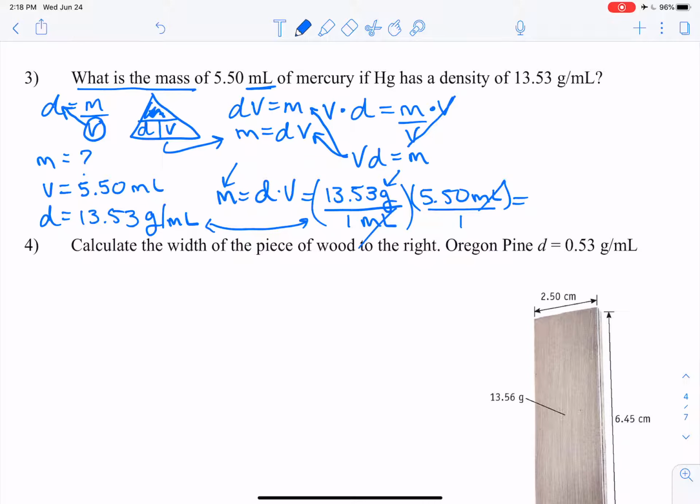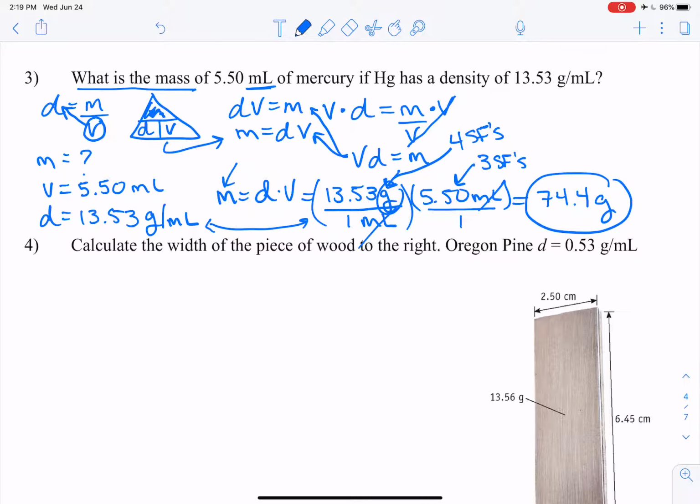All right, so we have 13.53 times 5.50, and that is going to give us 74.4 grams. And right here I've got three significant digits because 5.50 is 3 sig figs, and 13.53 is how many? 4 sig figs. And we're multiplying those two values together. And when we multiply, we have to follow the multiplication and division rules for significant digits.